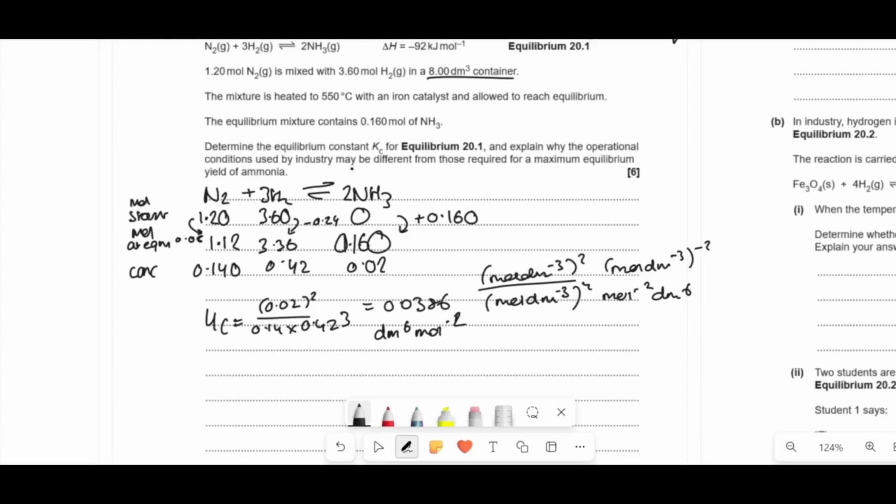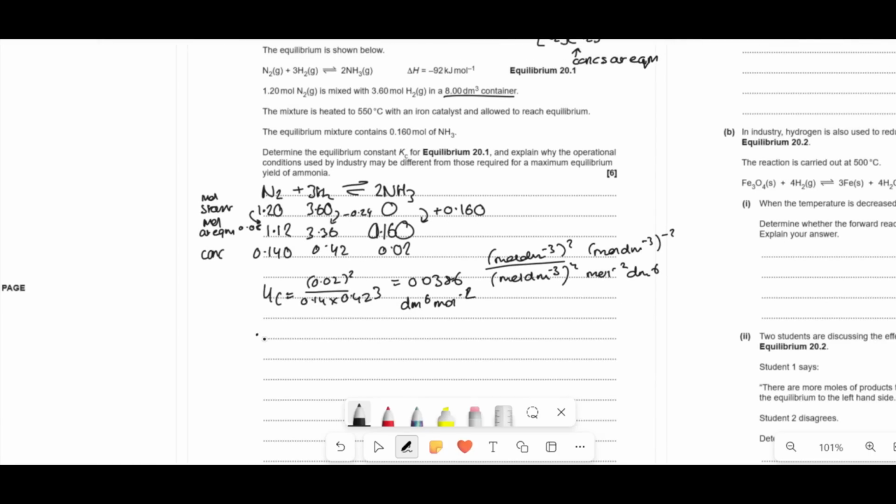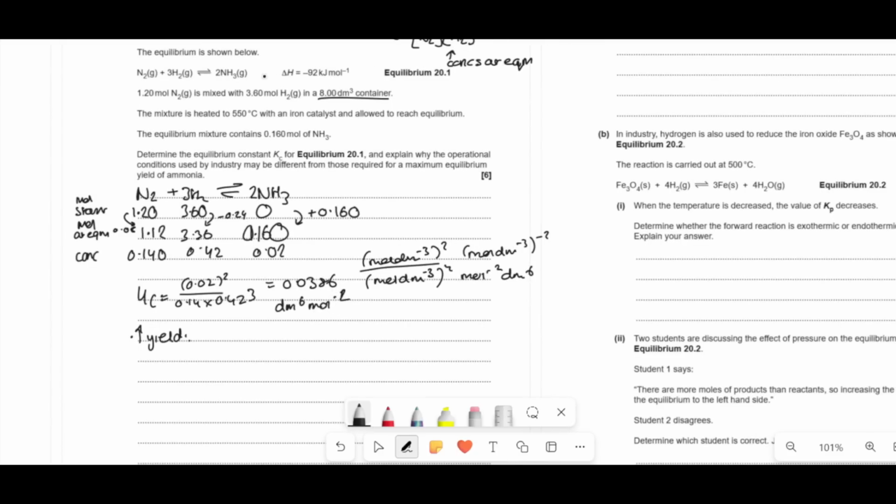The next part says, explain why the operational conditions may be different from those that would get a maximum yield of ammonia. So to max out the highest yield possible, what would we need to do? So the forward reaction is exothermic, so the reverse has to be endothermic. If I want the equilibrium to shift to the right, I'm going to need to lower the temperature, because if I remember, Le Chatelier's principle means an equilibrium will counteract the change that you make to it. So if I lower the temperature, it's going to counteract the change and try and make the temperature go higher, which means it would shift to the right, because that is exothermic and makes the temperature go up. So the highest yield possible would be the lowest temperature you can get, right?